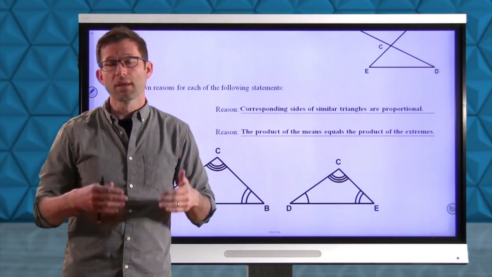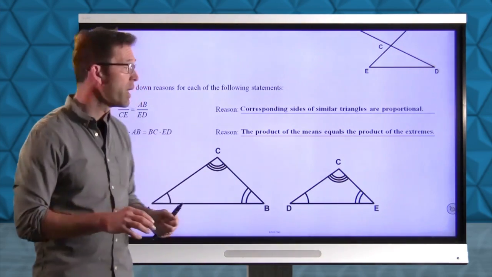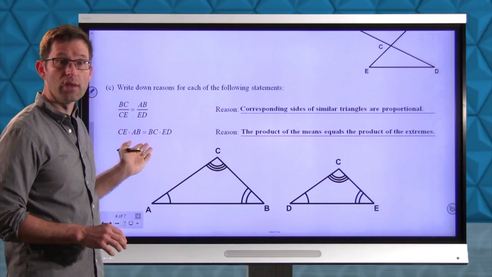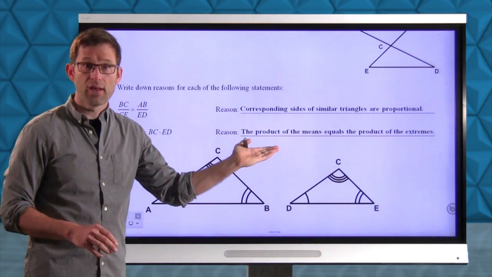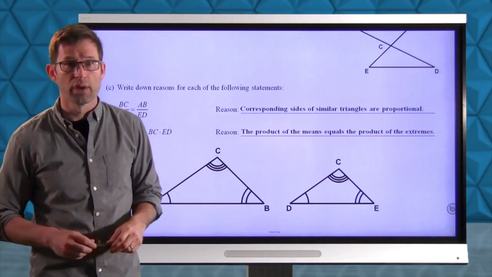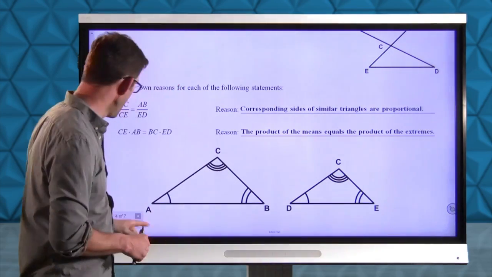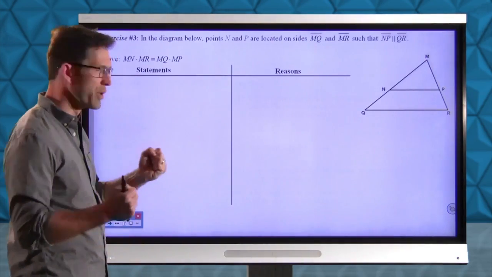The idea though is that you have to have a reason, or you have to be able to give a reason why you can rearrange a proportion into a product, and the standard reason that's accepted is the product of the means is equal to the product of the extremes. It's a little bit annoying, but we'll see it quite a bit as we move on in this course. So let's do now a real proof.